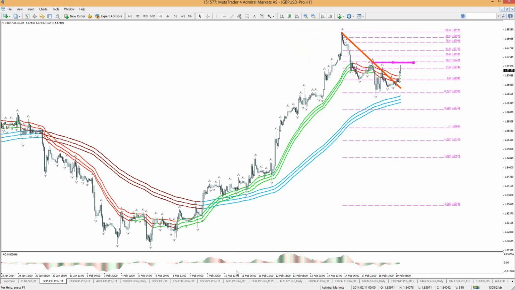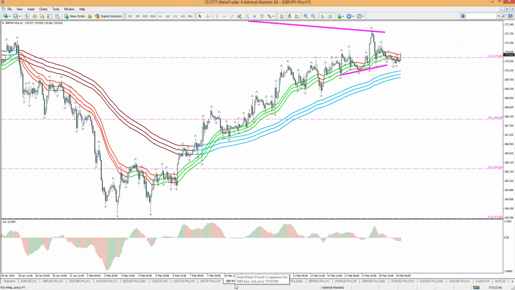Alrighty, folks, I'm back. Let's see, no currency preferences, so in that case, I get to choose. And let's take a look at the pound yen.